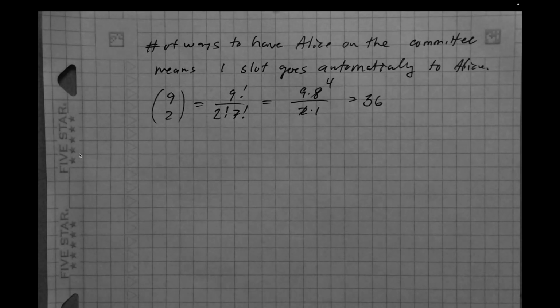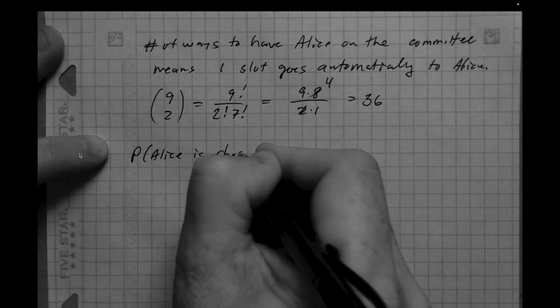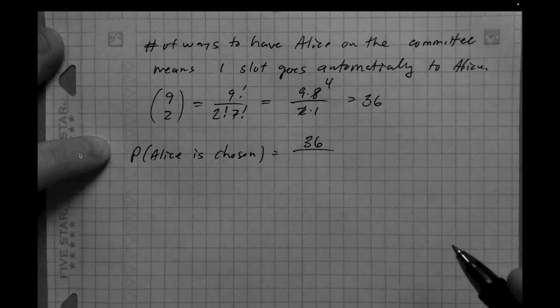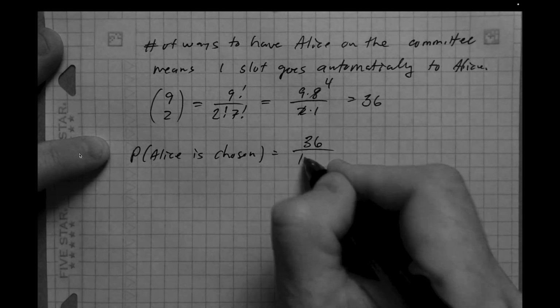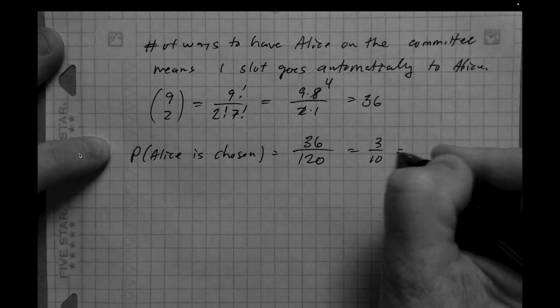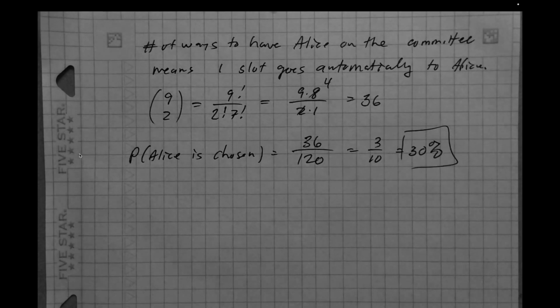Okay, and so the probability that Alice is chosen is just 36 divided by the 10 choose 3 number, which was 120. Right, and if you do that, that's about what, 3 and 10, so that's 30%. Right, so there's a 30% chance. The number of ways to have Alice on the committee is 36, so the probability that Alice is chosen is 30%. So that is the probability that Alice is chosen to be on the committee.